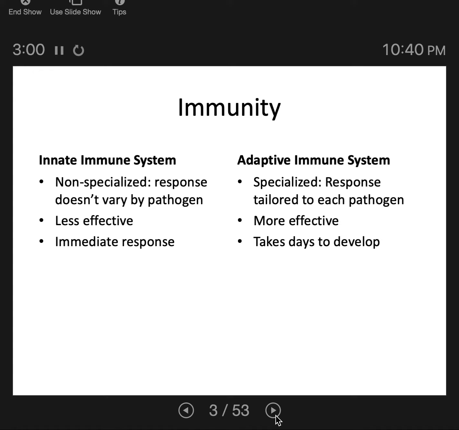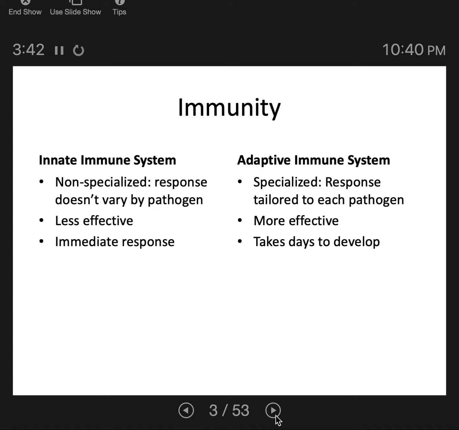The innate immune system, or the non-specific immune system, gives you a non-specialized response to pathogen invasion. And what I mean by non-specialized is that the response is always exactly the same. It does not vary by pathogen. So anything that gets in your body that's not supposed to be there, the innate immune system gives the same response every time, no matter what it is. That's why it's also called the non-specific response. It's not specific to individual pathogens. This immune response is less effective than the adaptive immune system, but it's fast acting. It is a very immediate response.